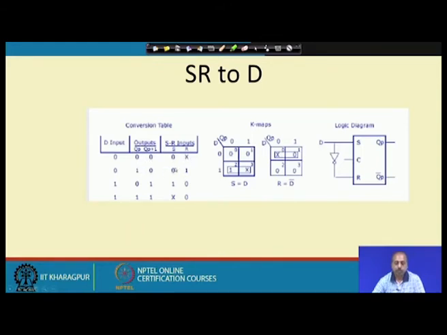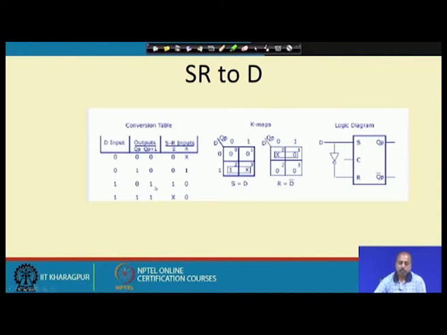From 1 to 0, S value should be 0 and R value should be 1, and from 0 to 1 S value should be equal to 1 and R value should be equal to 0. We have to be careful that we do not put 1 1 to the SR flip flop. That is why, though I could have written an X here, we do not do that, because that leads to the chance that it will be putting 1 1 onto SR. Just to avoid that, it is hard coded to 0.